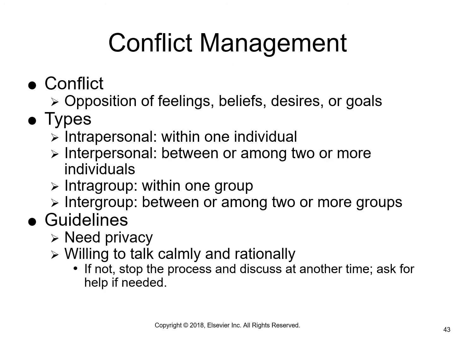Conflict management occurs when there's opposition of feelings, beliefs, desires, or goals. Types are intrapersonal, within one individual. Interpersonal is between or among two or more individuals. Intragroup is within one group. Intergroup is between or among two or more groups.